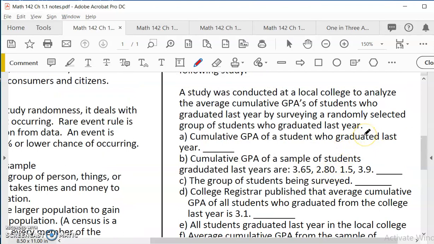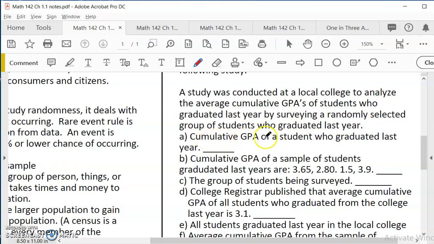So let's look at this example. A study was conducted at a local college to analyze the average cumulative GPA. So we want to know the average cumulative GPA of students who graduated last year by surveying a randomly selected group of students who graduated last year. We want to know the overall GPA of all the students that graduated last year, but we can't interview everyone, so we just survey a randomly selected group of students.